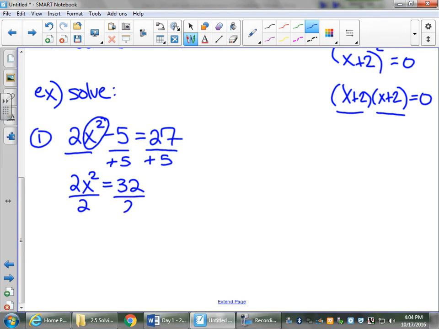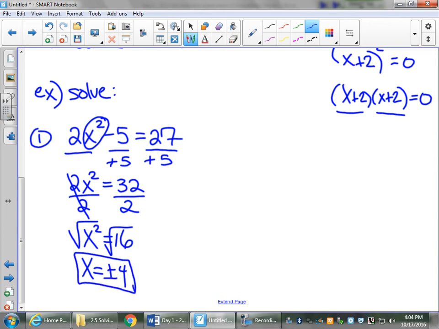Some people are square root happy and try to square root way too soon. Okay, you gotta get rid of that coefficient first. And you'll get x squared equals 16. And then you can square root both sides. And what do you need to remember? Yes, your plus or minus sign. So we get plus or minus 4. So we have 2 roots there, positive 4 and negative 4.